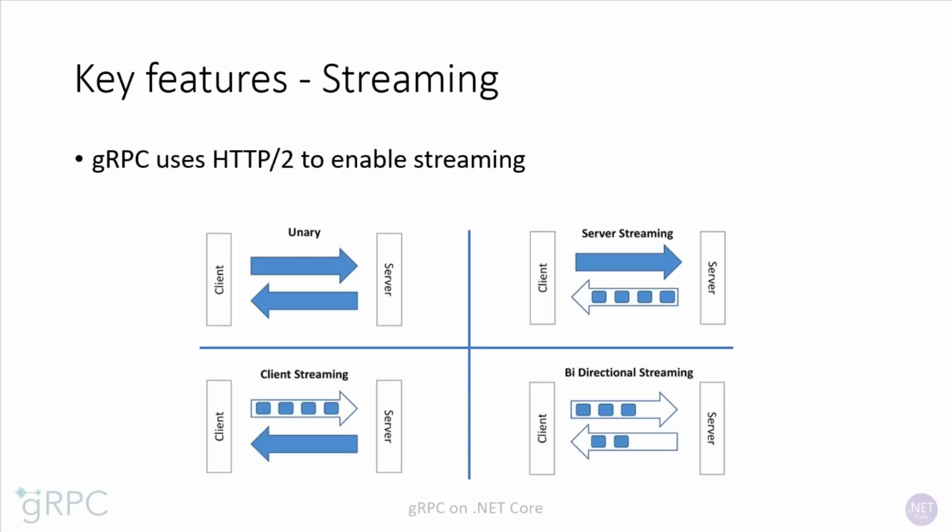With HTTP2, gRPC natively supports various streaming models: unary, server streaming, client streaming, and bidirectional streaming, enabling real-time communication. So this was the introduction to gRPC. In the next lecture we will see how we can implement a gRPC service in ASP.NET Core.